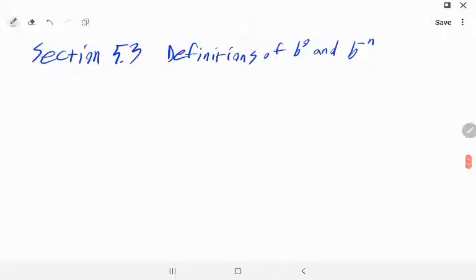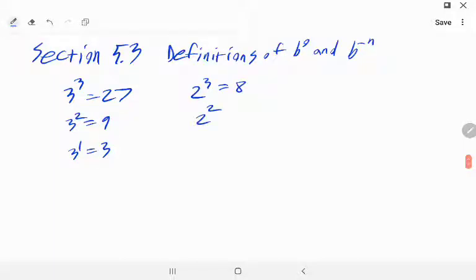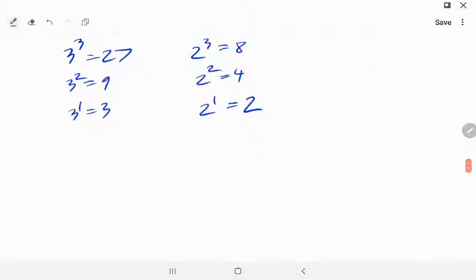So we notice that if we took 3 to the third, that's equal to 27. If we take 3 squared, that equals 9. 3 to the first equals 3. 2 cubed equals 8. 2 squared equals 4. 2 to the first equals 2. So we notice that if we wanted to define 3 to the 0th and 2 to the 0th, we always want to follow a pattern.